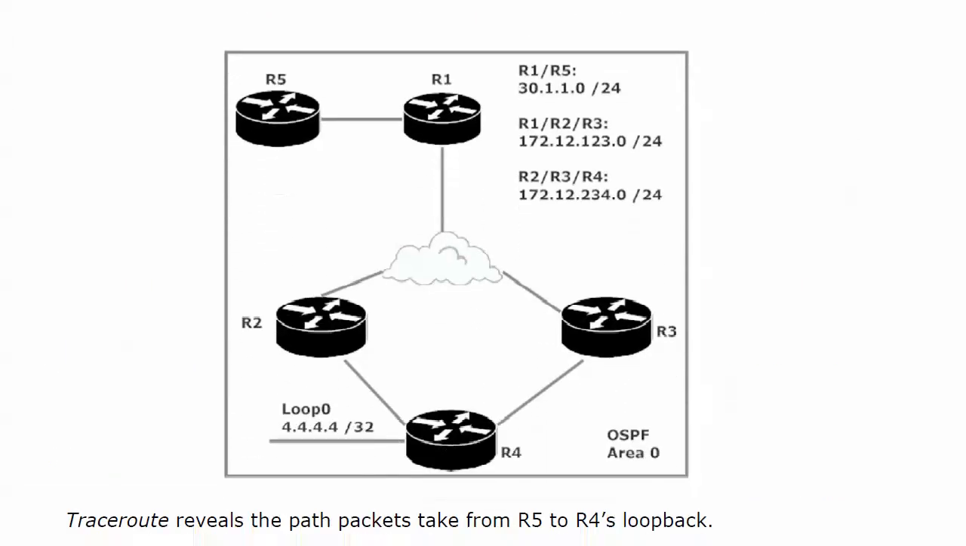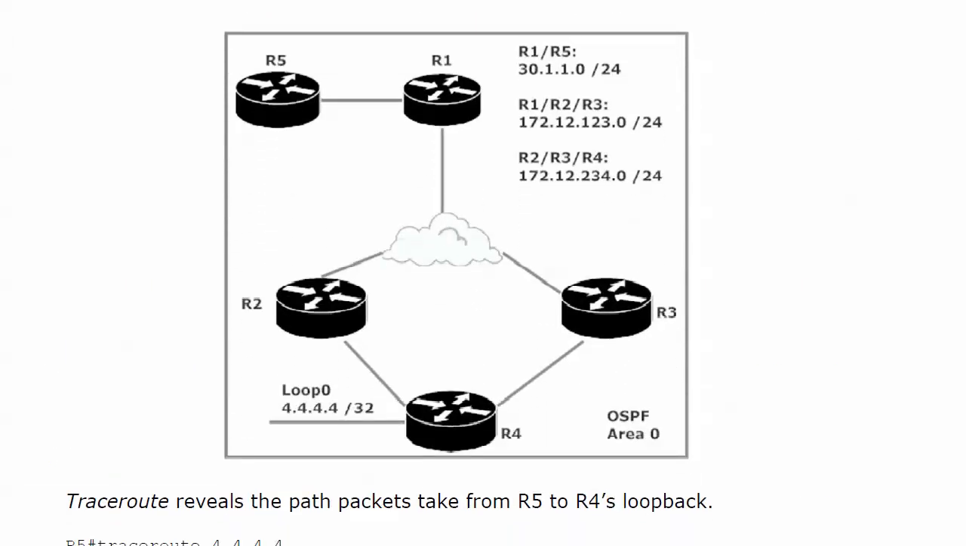Now let's go ahead and bring the diagram up. Might want to write this one out as we are not going to have the same screen up for the entire video. And we've got the usual links between 1 and 5 and 1, 2, and 3. We have 3.1.1.0/24 between 1 and 5. Routers 1, 2, and 3 over the cloud, 172.12.123.0/24. Routers 2, 3, and 4 are also sharing an Ethernet segment, 172.12.234.0/24. And this is all one big OSPF area, and router 4 has a loopback 4.4.4.4/32 that we're going to pay, as I mentioned, special attention to.